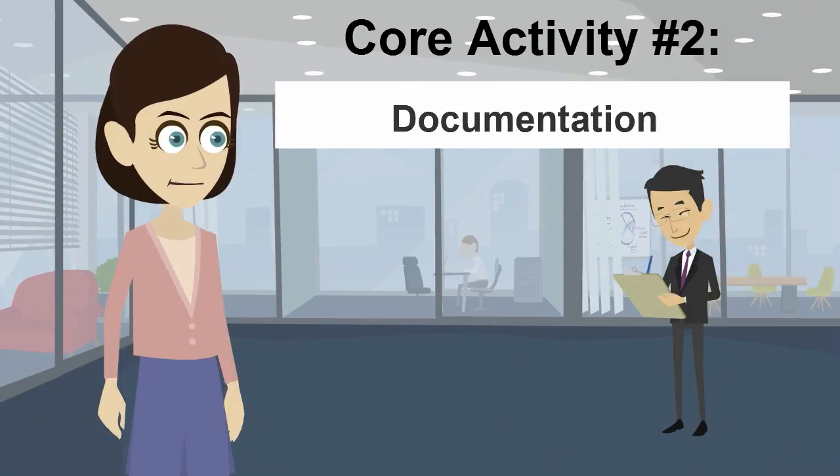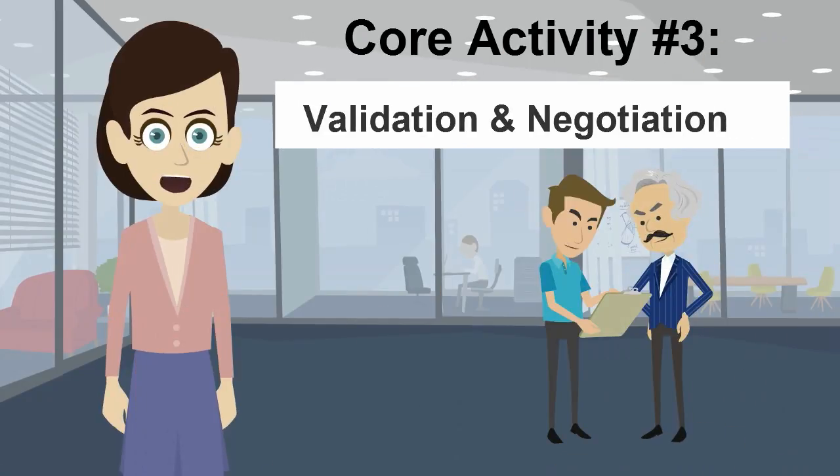Core Activity 2. Documentation. The documentation activity is all about capturing the requirements in a documented format, which will make clear sense to the business stakeholders, as well as the technical teams who may need your document. It is important that your requirements are clear, complete, and accurate. Core Activity 3. Validation and negotiation. This activity is all about ensuring that what you have documented as requirements is valid and agreed by all stakeholders involved. This activity often involves continuous clear communication and negotiation with stakeholders.